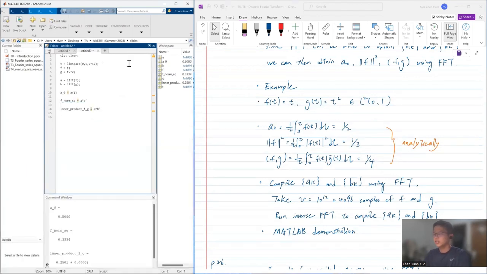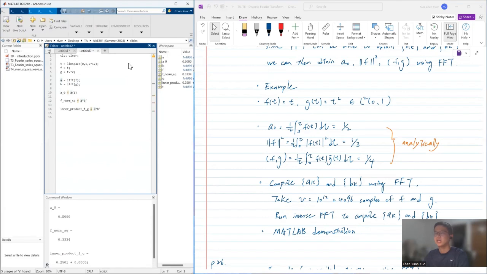So in this example, we are going to take 4,096 samples on the interval from 0 to 1. So that's why here we have t equals linspace(0, 1, 4096). And here f is given by t and g is given by t squared. And the next thing we are going to do is run the inverse fast Fourier transform on these samples to obtain the coefficients a and b.